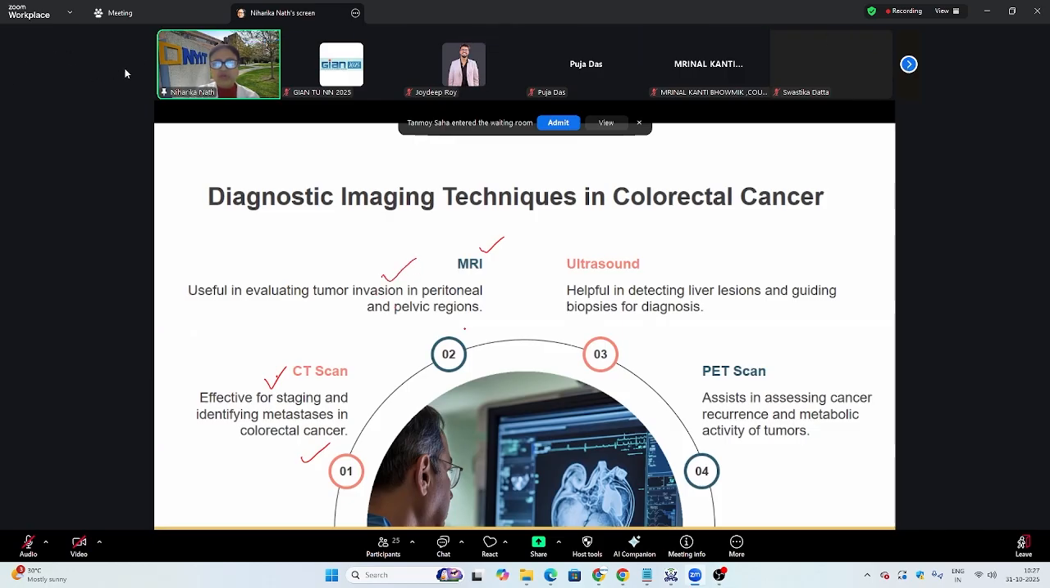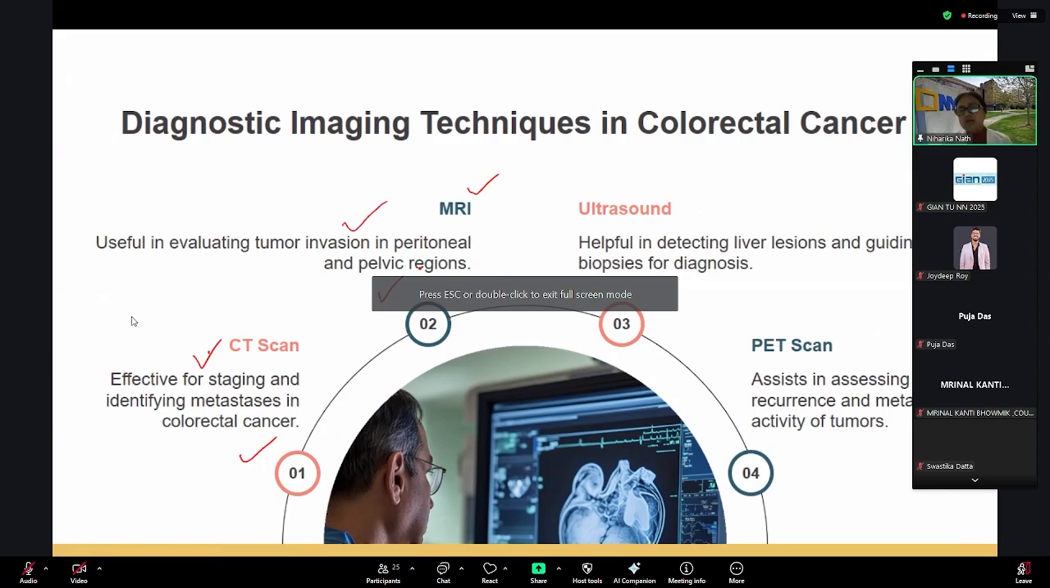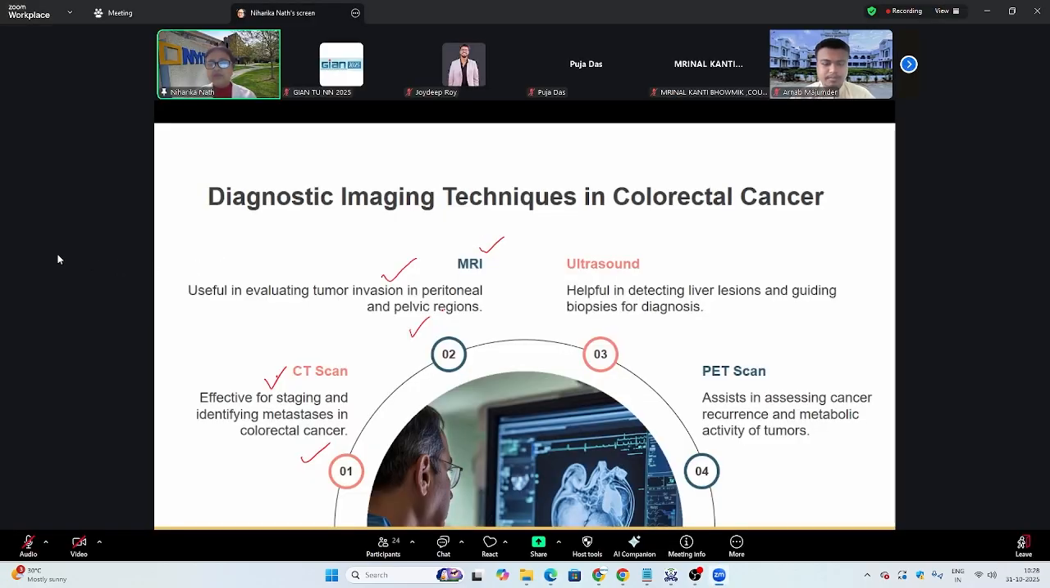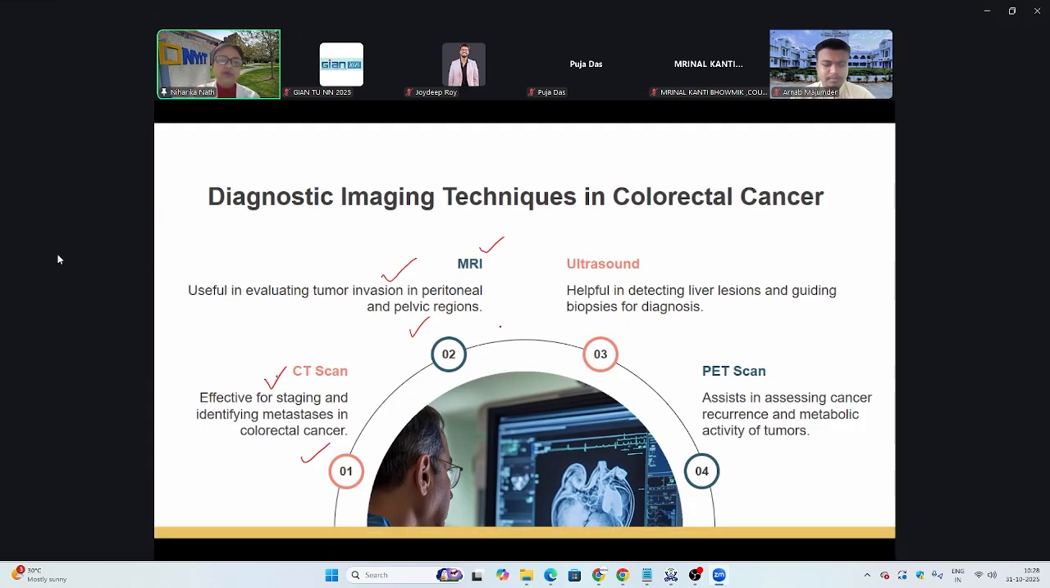Did it go to any other organs? Did it go to the pelvic organs? And I told you these cancers go to specific locations. If it's in the colon, it'll probably go to the liver, and it'll probably go to the bladder. So MRI for that. Ultrasound can be used for looking at lesions, etc.